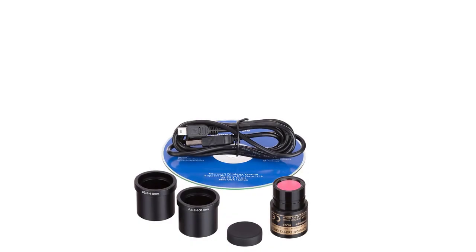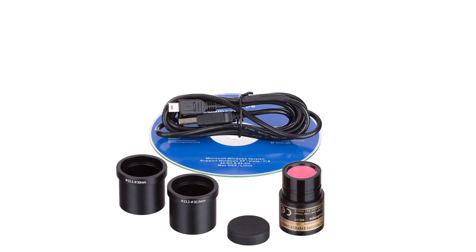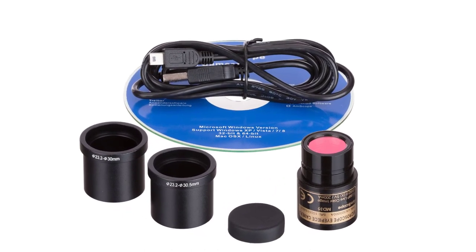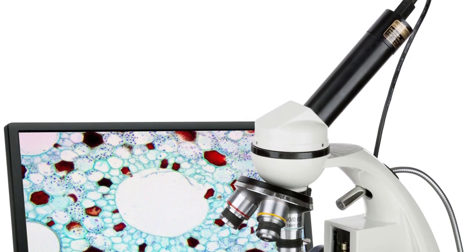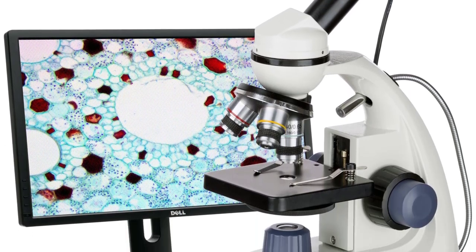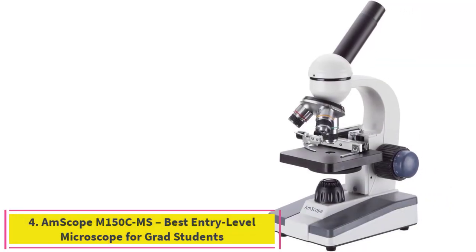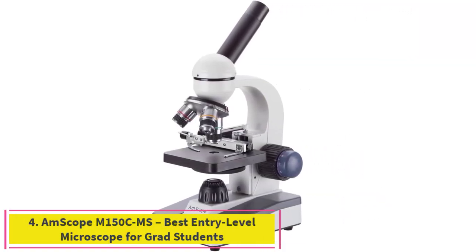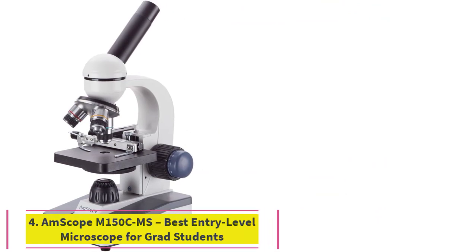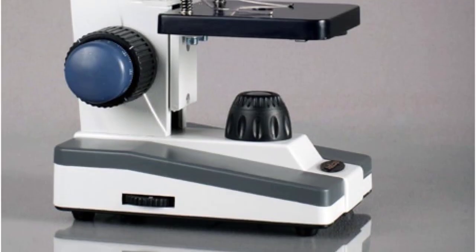If you're looking for a more powerful instrument with better features, you might want to skip the M170CE. This microscope is best for beginners or those who only need to view finer details on small objects visible to the naked eye. Number 4. AmScope M150CMS, best entry-level microscope for grad students.